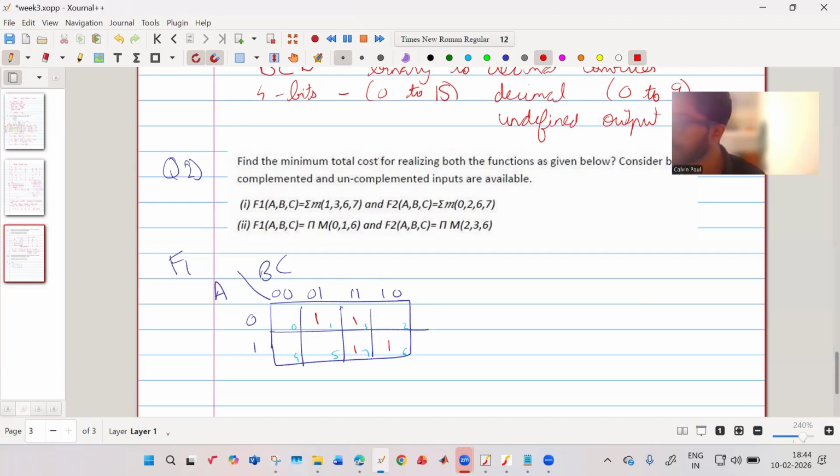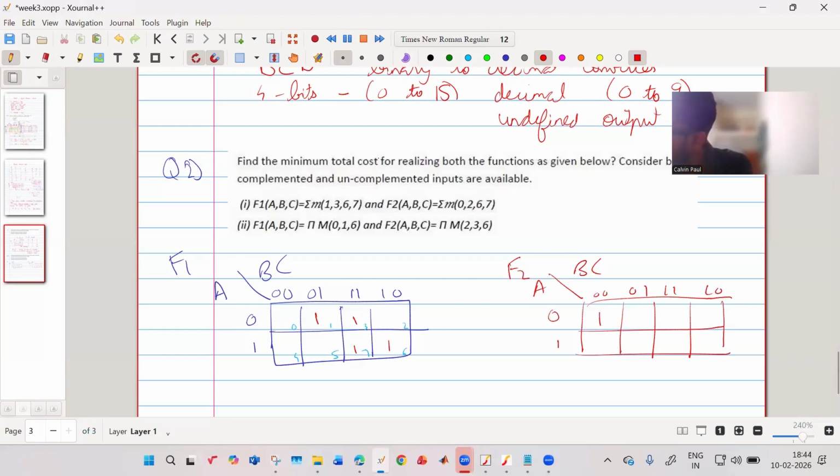Very good. Now let us see for F2. Again, we will draw the Karnaugh map. This is A, B, C. 0, 1, 0, 0, 0, 1, 1, 1, 1, 0. We have in here, it is for 0, it is for 2, it is for 6, and it is for 7. I didn't write it here because it's already written next to it, so I can easily know it.